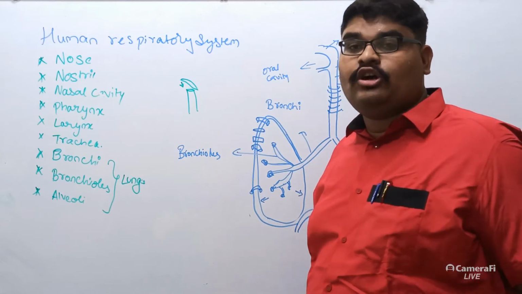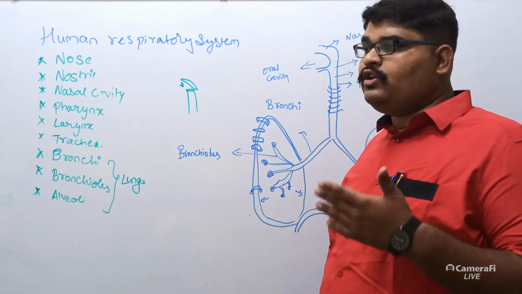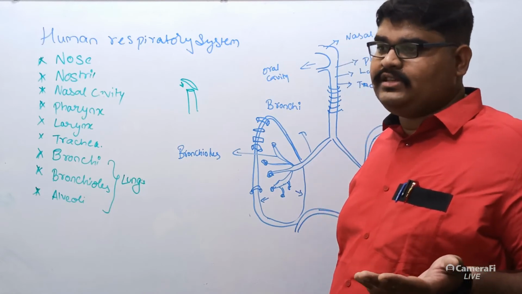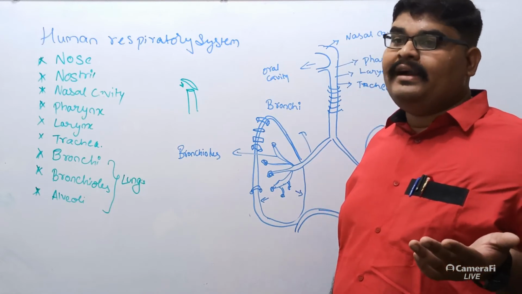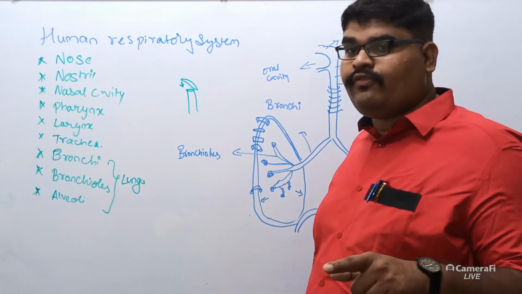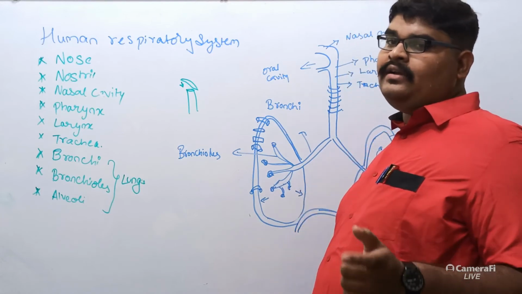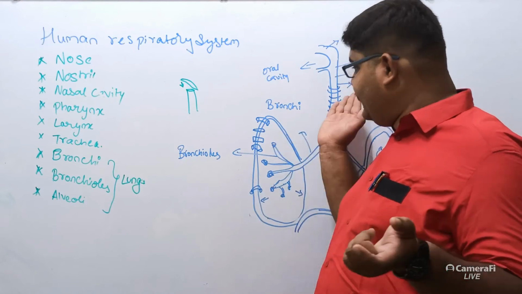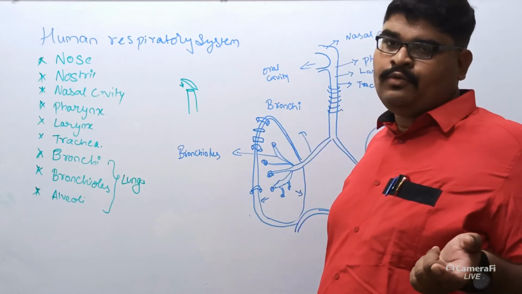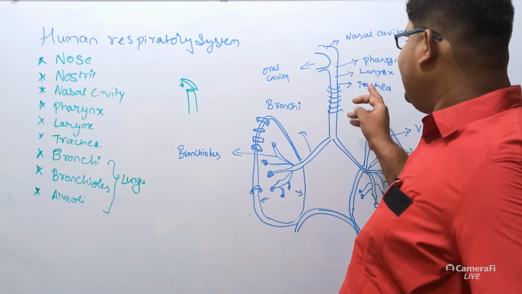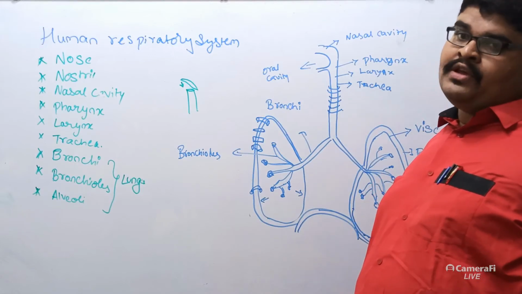Then after the larynx, we have the windpipe, which is called the trachea, and the food pipe, which is called the esophagus. In our common vernacular languages, we call them by different names, but scientifically they are the esophagus, which is the food pipe, and the trachea, which is the windpipe.